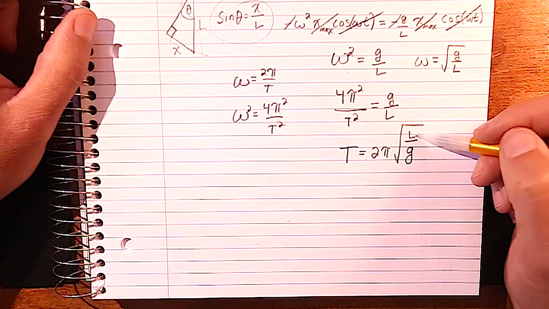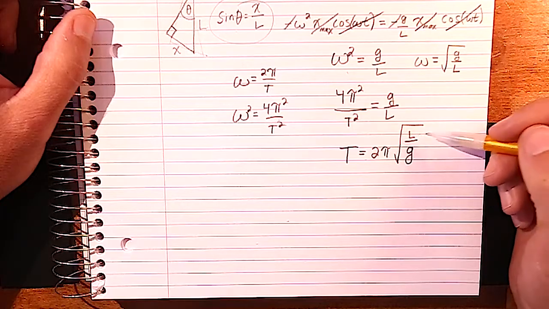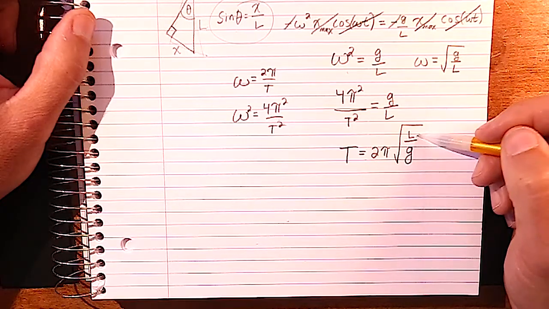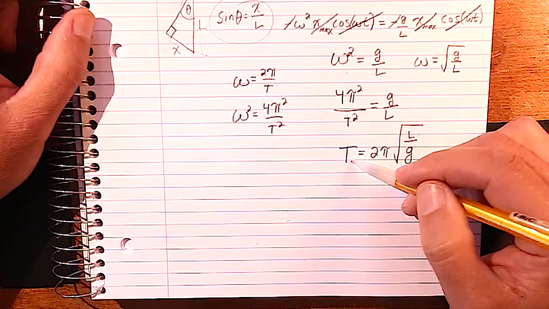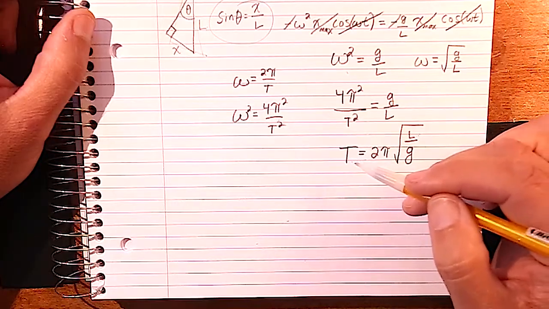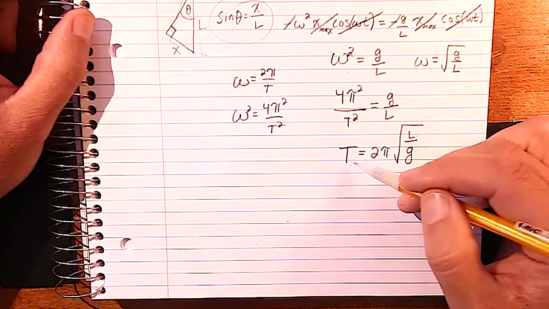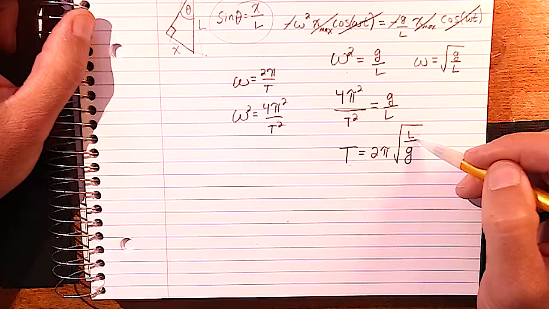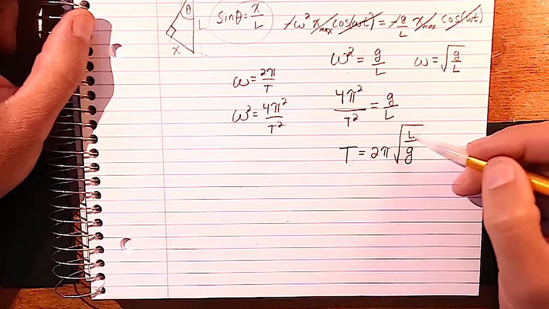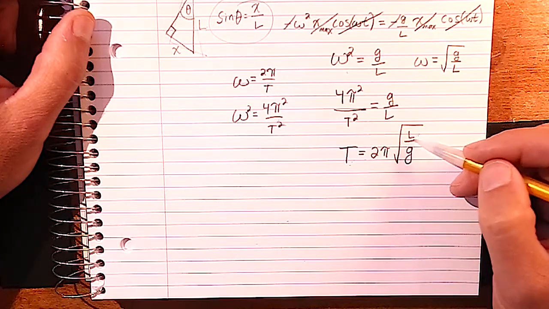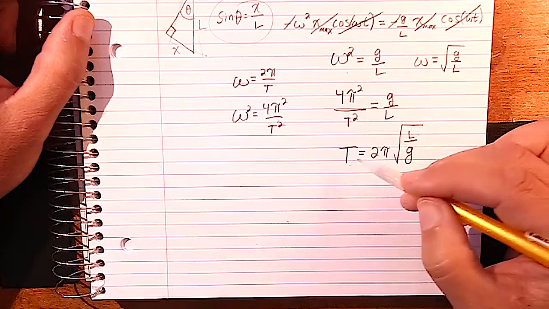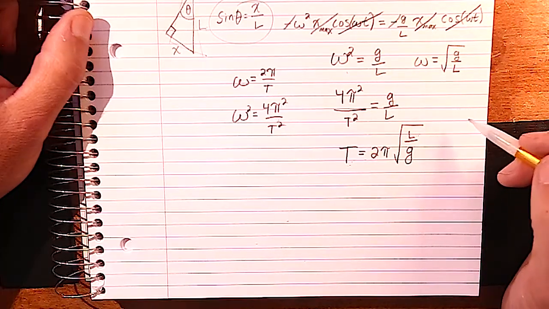As the length of the pendulum gets longer, the time it takes to go back and forth is going to get longer. T squared is directly proportional to L. So let's make up a number. Let's say we made the length 4 times as long. That's going to make the period twice as long.